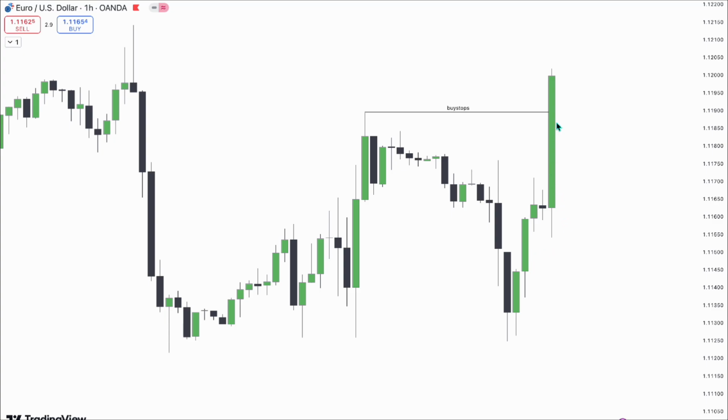We expect the price to retrace lower towards that internal range liquidity. So, let's see how this plays out. And here we go. Price rebalances that imbalance.